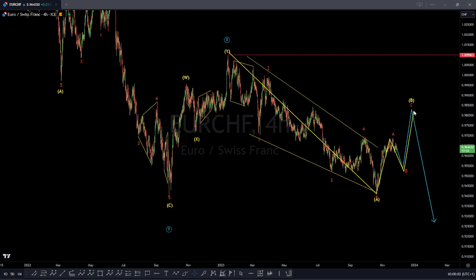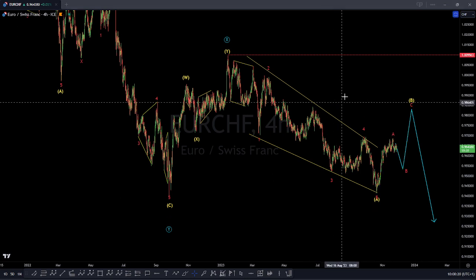Why do I say minimum of 3 waves? Because it could be made up of a 7 swing. It can be made up of an 11 swing as well before we can call it complete. But for now, I'm just keeping it simple that I'm expecting this to be a 3 wave move structure like this, to be A, B, C. So that's the view that I have on a 4 hour time frame.